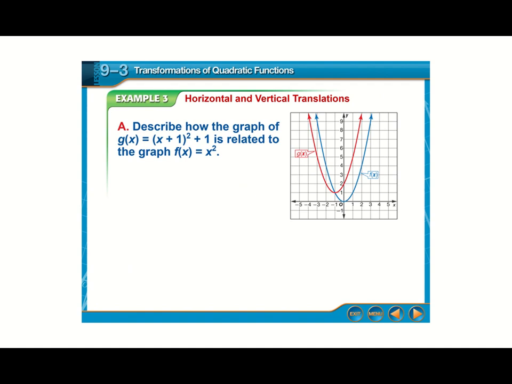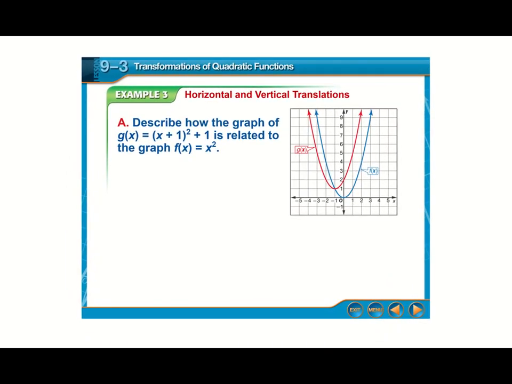Now this graph, we have x plus 1 squared inside parentheses and then plus 1 outside. Since you have plus 1 on the inside, you're going to go to the left 1. And then this one means that you're going up 1. So you can see this red graph would be going to the left. Watch, if I draw it, you go to the left 1 and up 1, and then draw your graph like that.